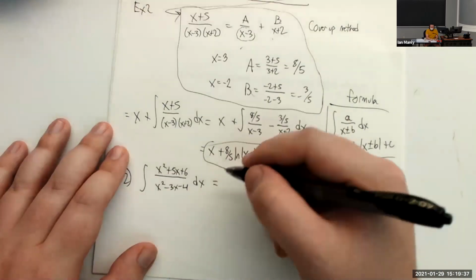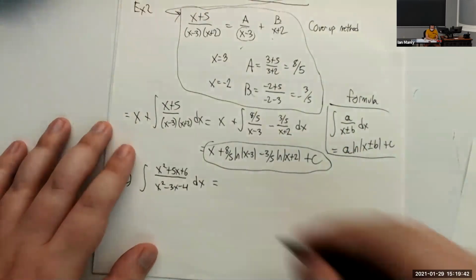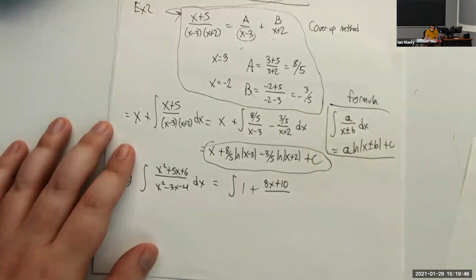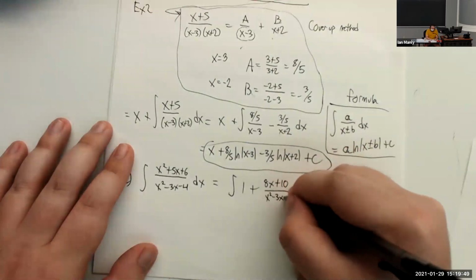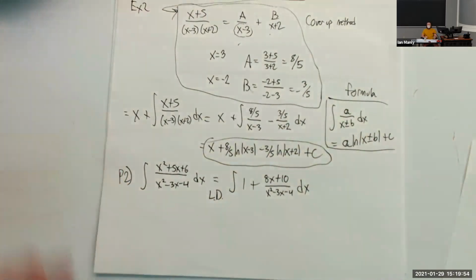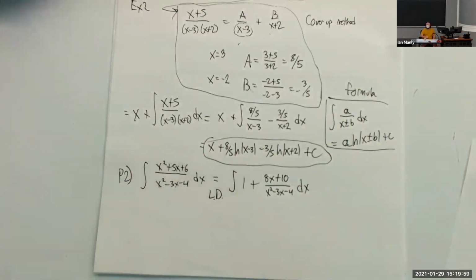All right, so we already know, I guess I'll just spoil this with what we had earlier. So we already know that we could write this as the integral of 1 plus 8x plus 10 over x squared minus 3x minus 4, because of the long division. And again, I'll say this, you need to do long division if the degree of your top is not smaller than the degree of the bottom. And since they are the same, we needed to do long division here. So you always need to check that first. If you don't do that and you try to do partial fractions anyways, it won't work.